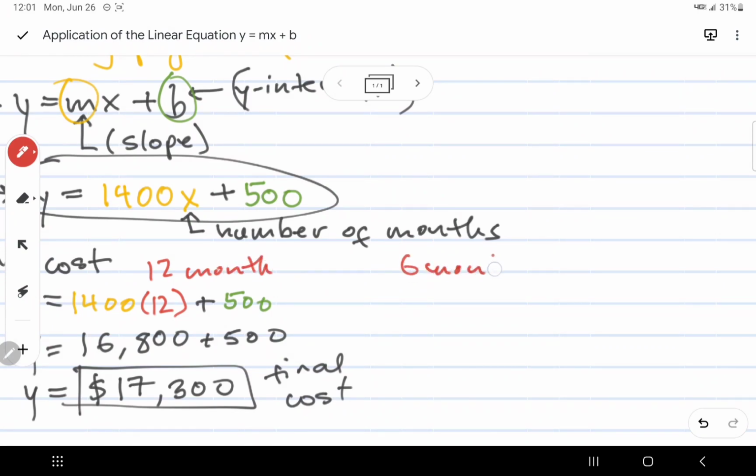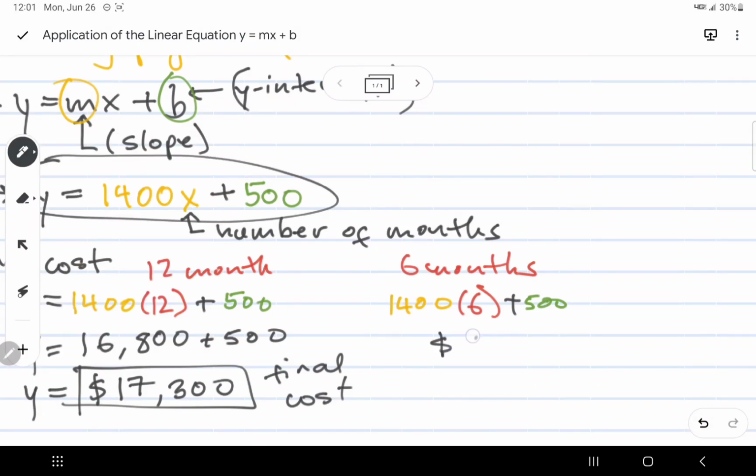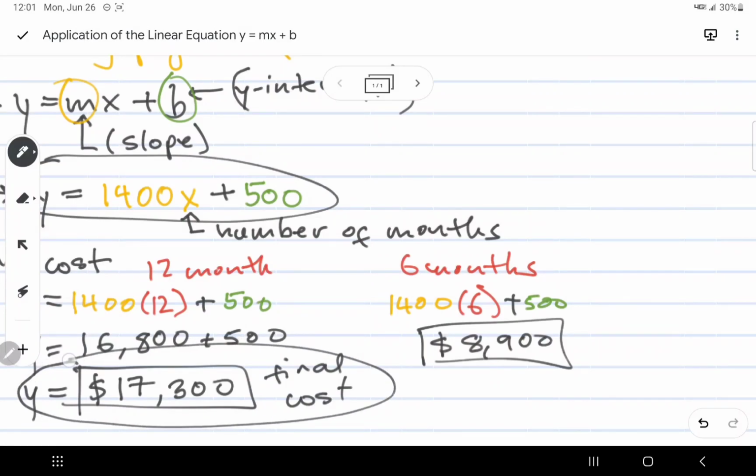So for 6 months, we would do similar stuff, just change the X value. So 1,400 times the 6 plus the 500. So that is 1,400 times 6 plus 500, and that should render you about $8,900 for 6 months. Okay, but in this case we are answering the question, so this is the answer for the 12-month cost for that apartment unit.